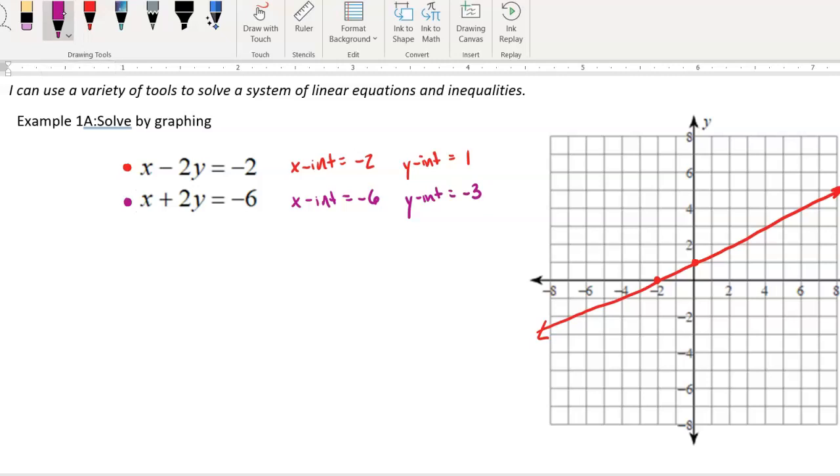So we're going to graph. Now this is not a coordinate. Negative 6, negative 3 is not a coordinate. That's another mistake students make. These are two separate coordinates. One is the x-intercept, where it intersects the x-axis. And the other one's the y-intercept, where it intersects the y-axis, at negative 3. And then I connect these.